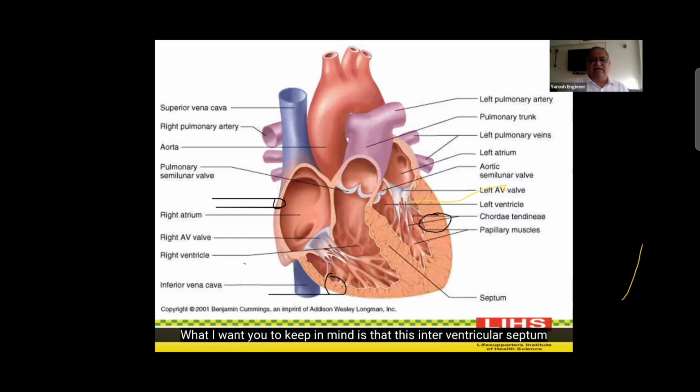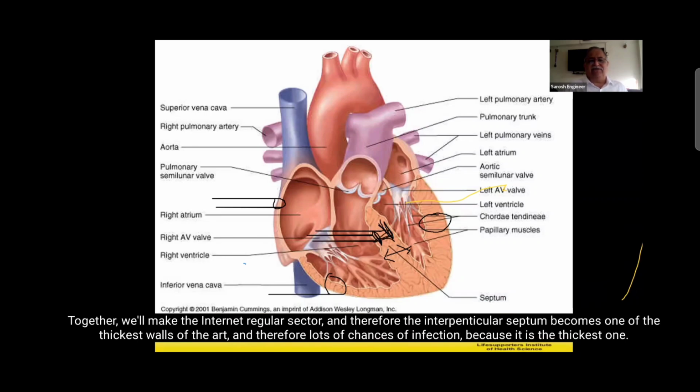What I want you to keep in mind is that this interventricular septum's wall is made not only by the left ventricle, but also the right ventricle. So the left ventricular wall and right ventricular wall together will make the interventricular septum. And therefore, the interventricular septum becomes one of the thickest walls of the heart. And therefore, there are lots of chances of infarction because it is the thickest wall.